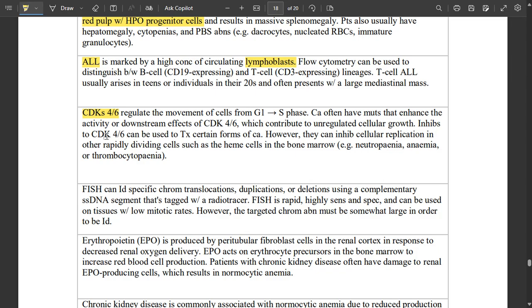Okay, inhibition of CDK4 or 6 can be used to treat certain forms of cancer. However, they can inhibit cellular replication in other rapidly dividing cells, such as heme cells in the bone marrow, thus causing neutropenia, anemia, or thrombocytopenia. CDK allows cells to escape the G1 checkpoint. So therefore, CDK4/6 inhibitors can be used in cancer treatment. However, some rapidly dividing cells, like bone marrow, are also affected, causing pancytopenia.